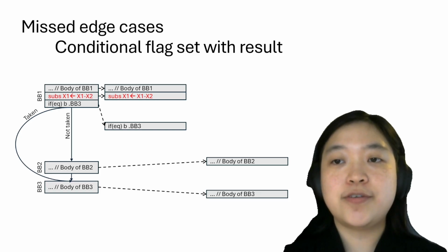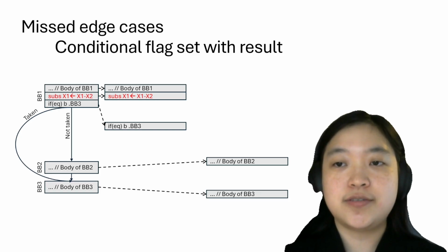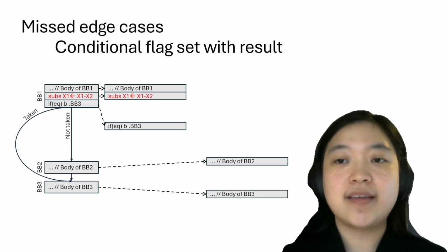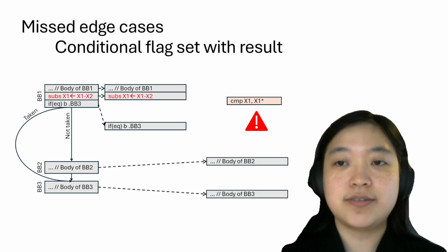Here, instead of using the compare instruction that discards the subtraction result, the original code already uses the subs instruction and writes back the subtraction result to the x1 register.